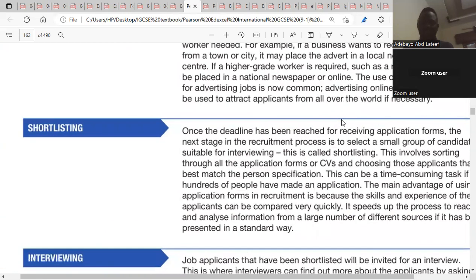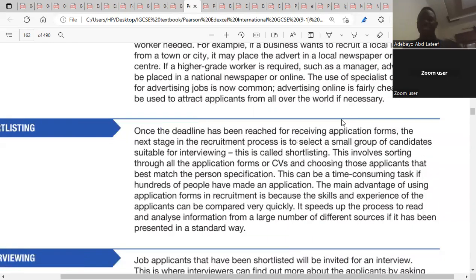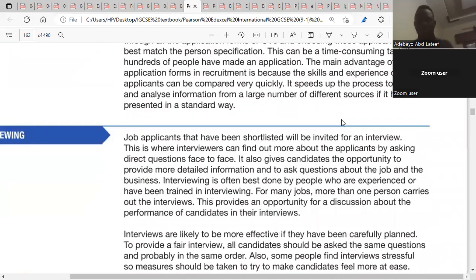For shortlisting, I told you what shortlisting is about. You're choosing candidates that you think are suitable for the position. That is shortlisting. Maybe you have 100 applicants. From those 100 applicants, you choose 40 suitable applicants. Then you call them for interview. So shortlisting is before the interview. Shortlisting is you choosing from those applicants. Then interview is you choosing from those that have been shortlisted for the job.